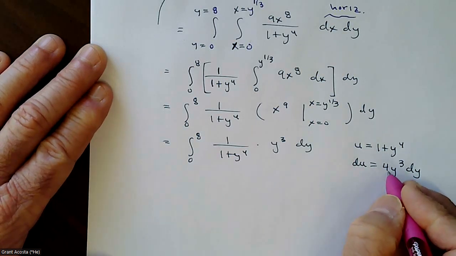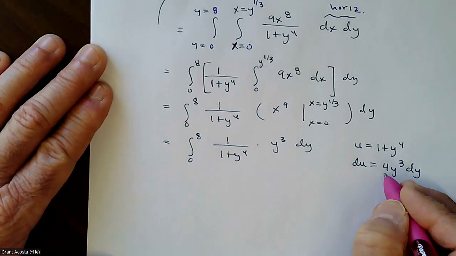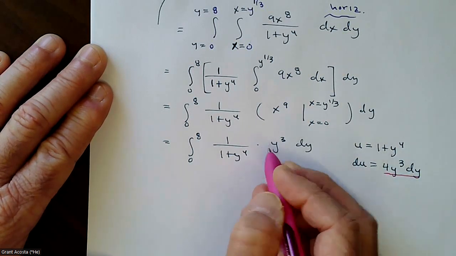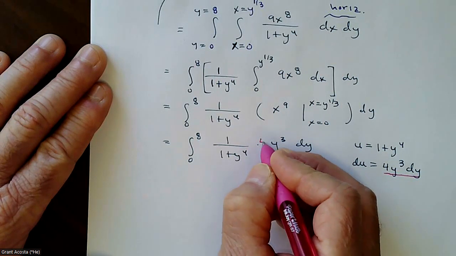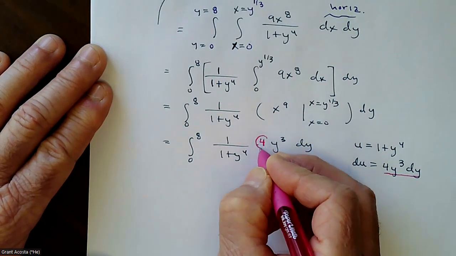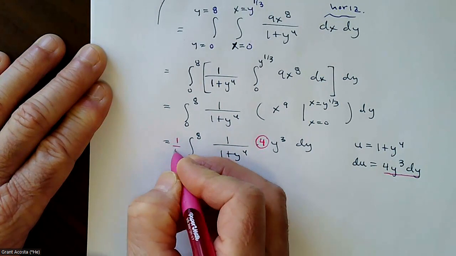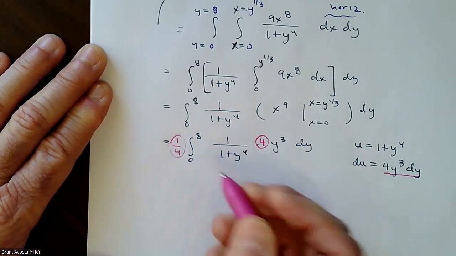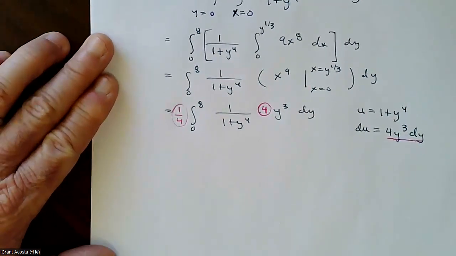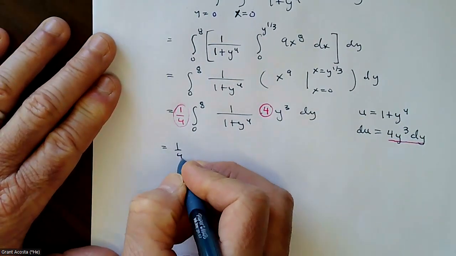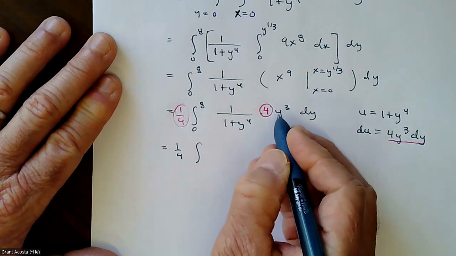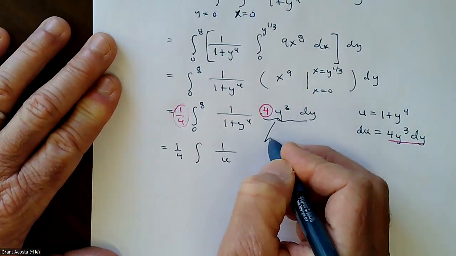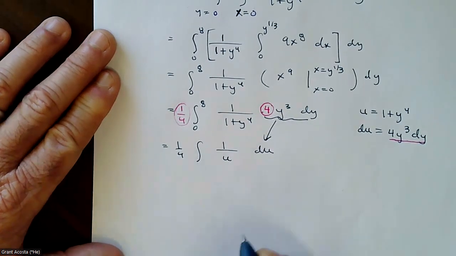And the way I do my u substitution, I really want to see a 4y cubed dy, but I'm missing the 4, so I call this the wishing method. I'm going to wish for a 4 right there, compensate outside the integral with a 1/4, because 4 times 1/4 is just 1. The 1/4 will stay there, and this is now 1 over u, and all of that is now du.